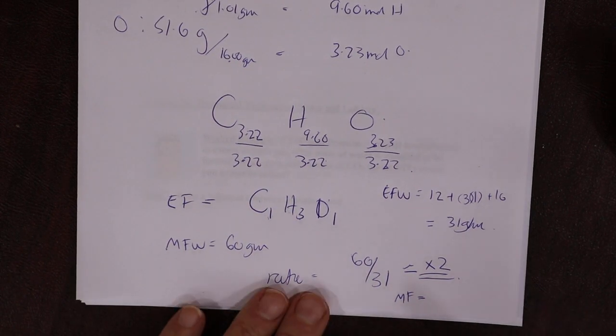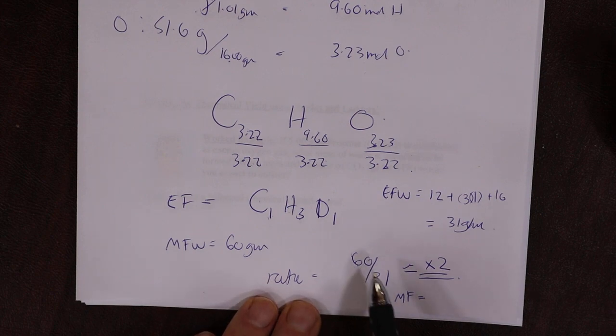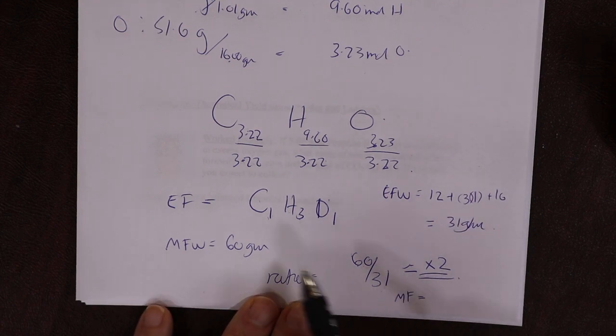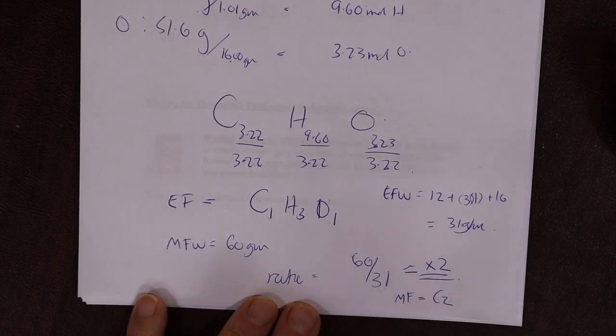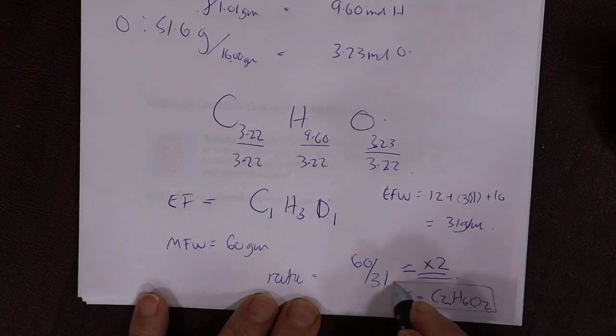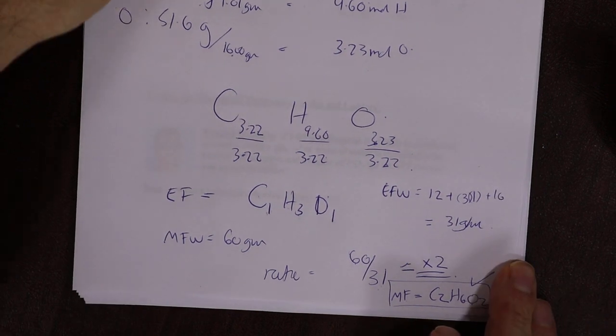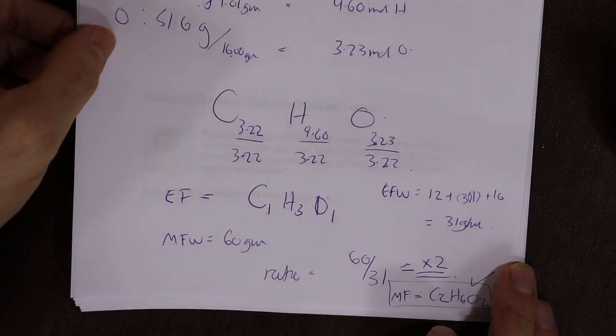This I'll recap because it was hidden. The actual molecule weighs 60. The empirical molecule weighs 31, approximately twice as big, a little bit of rounding there. So the real molecule has twice as many of each kind of atom. It's not 1 carbon, it's 2. It's not 3 hydrogen, it's 6. It's not 1 oxygen, it's 2. There you go. Hopefully that makes sense. That's how you work out an empirical and a molecular formula.